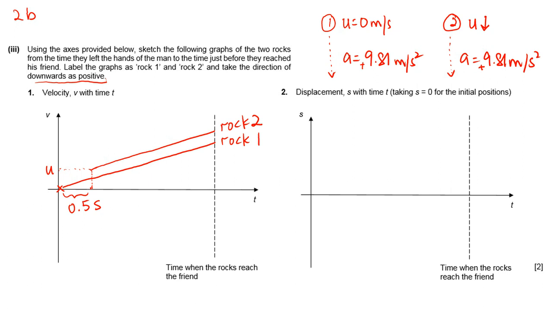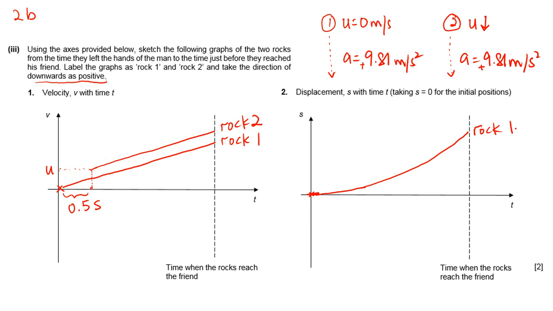Next, to draw the displacement time graph, both rocks start from the man's hand, therefore the displacement should be 0 at the beginning. For rock 1, it has 0 initial speed. The gradient of the displacement time graph should be 0 at first. However, the velocity started to increase at a constant rate, therefore the gradient of this graph should increase. Therefore it should be an upward sloping curve. So this is for rock 1.